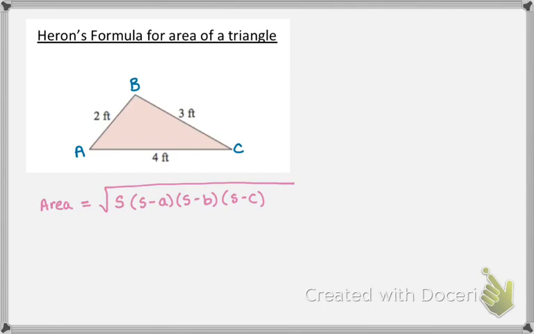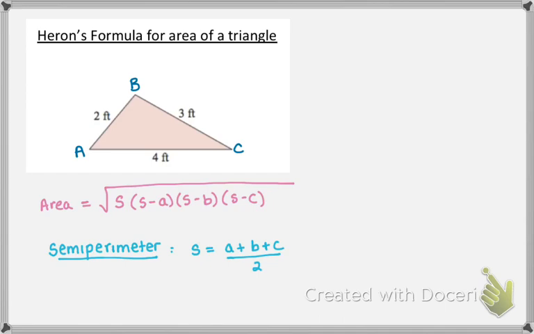And what is this S? S is the semi-perimeter, what we call a semi-perimeter, which is really half of the perimeter. So you're going to calculate S by adding up all the sides, so little a plus little b plus little c, and then dividing by 2. So semi-perimeter, half of the perimeter.